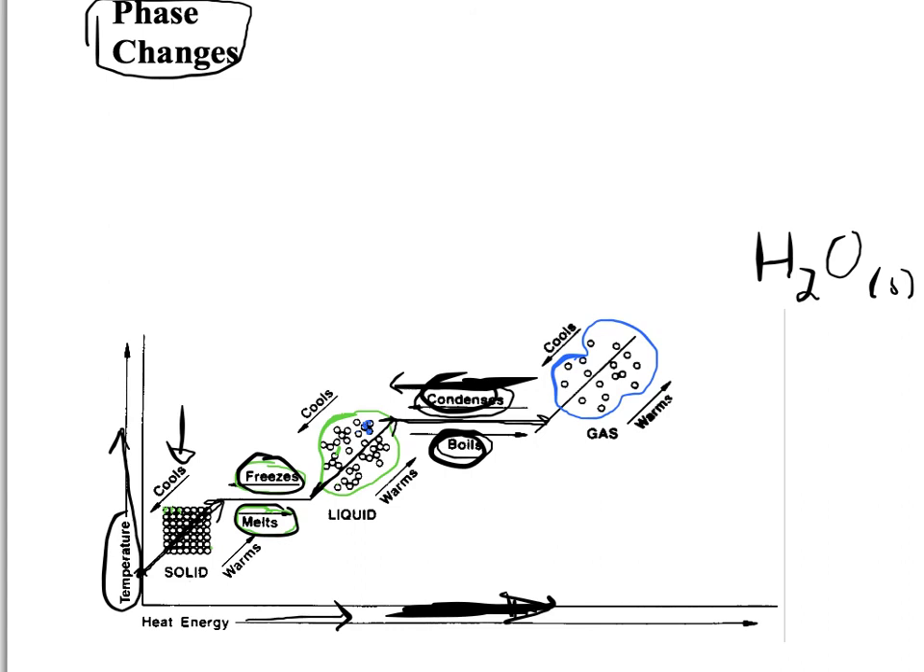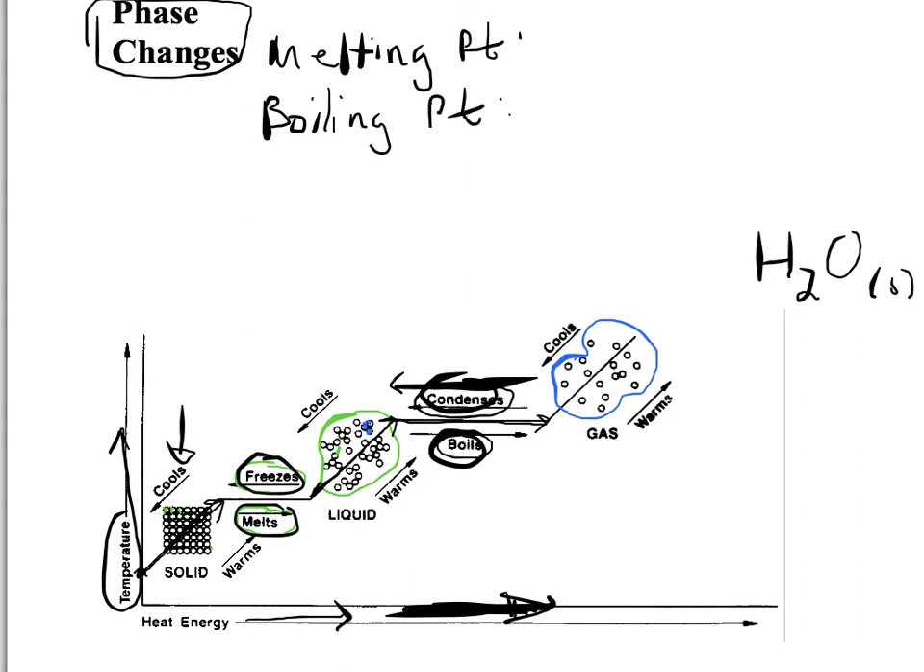Because the terms that we've been using in class, the melting point and the boiling point, are dictated by particular temperatures. So the melting point is the temperature at which a solid turns into a liquid. What is this exact temperature here where this solid turns into a liquid? And the boiling point is the temperature at which a liquid turns into a gas.